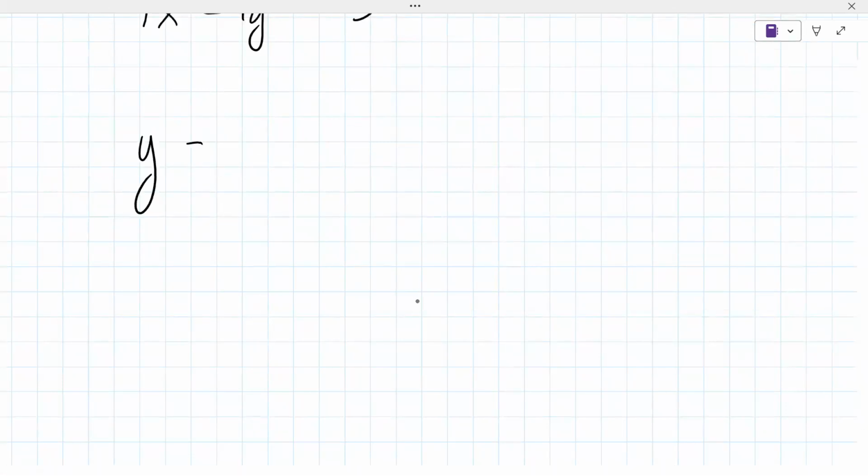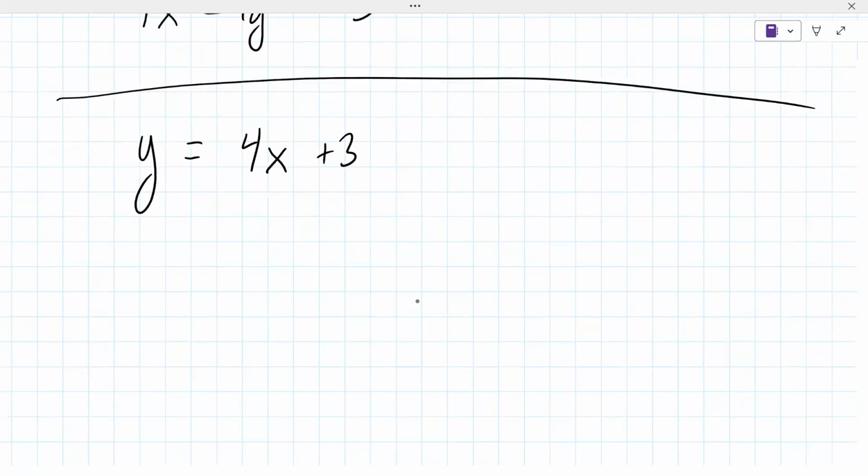Okay. You ready to try some examples on your own? Sure. All right. y equals 4x plus 3. Go ahead and write this in standard form, please. All right, I got 4x minus y is equal to negative 3. Looks good to me.